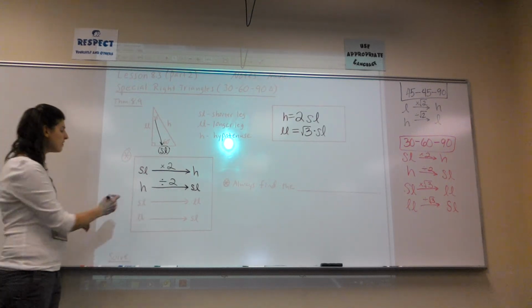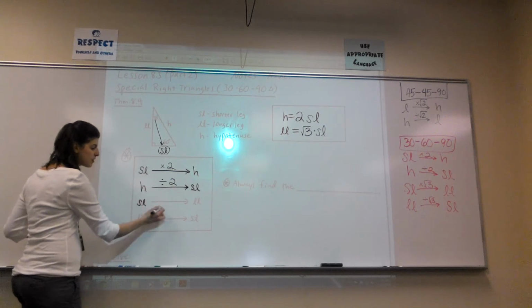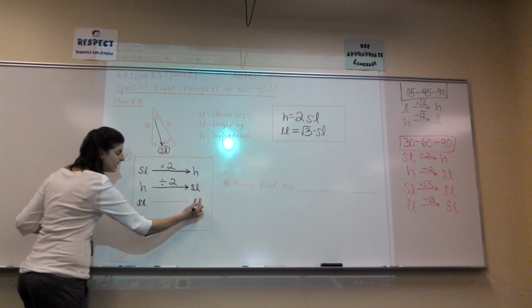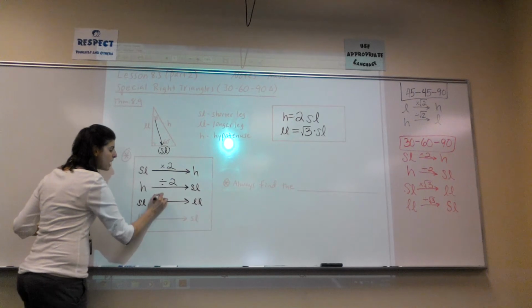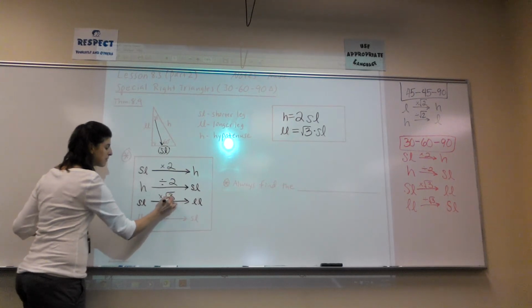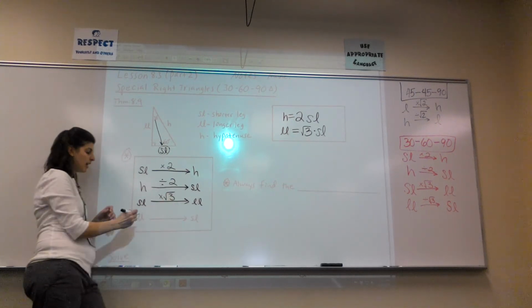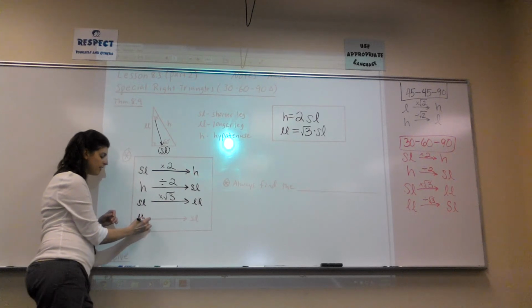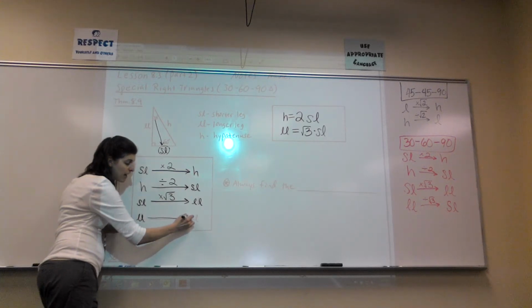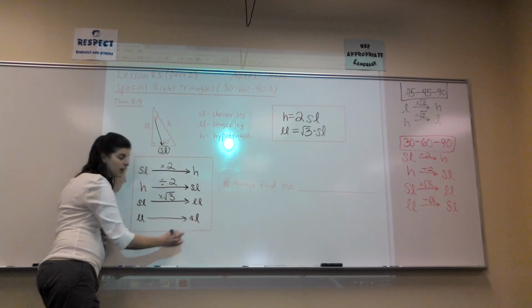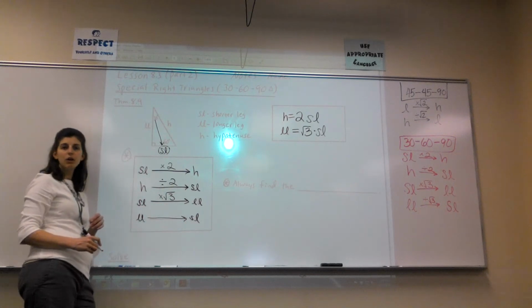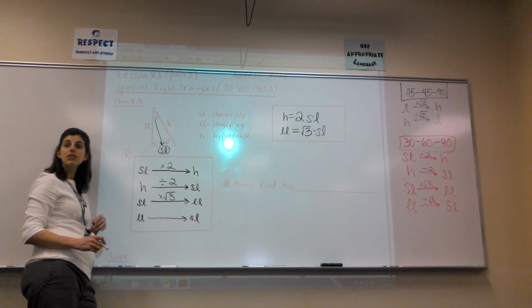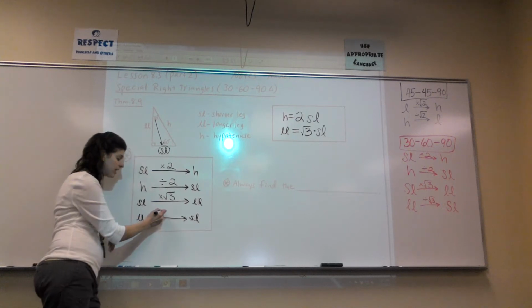Okay, if you're given the short leg and you're trying to find the long leg, you will multiply by the square root of 3. And if you're given the long leg and you want to find the short leg, what will you do? Divide by square root of 3. Very good.